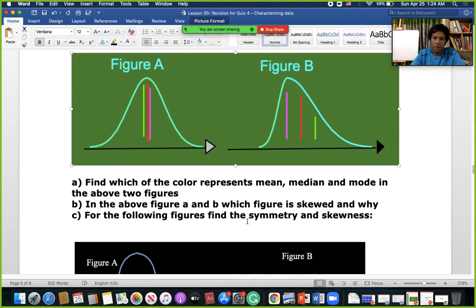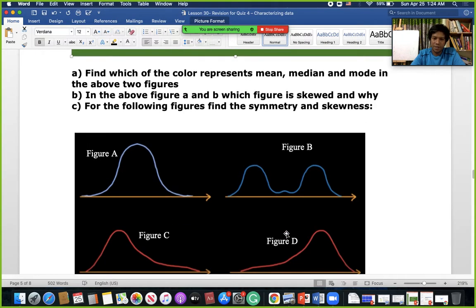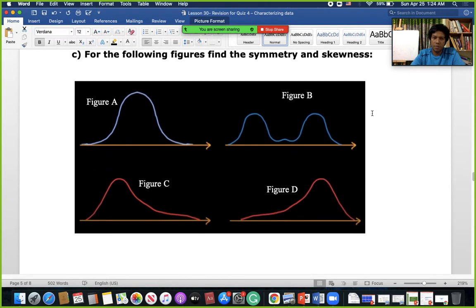In the above figures A and B, which figure is skewed and why? I think you can already see which figure is skewed, and then you can just explain it in terms of mean, median, mode. And for the data in question C, which one is symmetric, which one is skewed, you will have to differentiate, and what type of skewness they have, like left skewed or right skewed, that kind of thing for C.